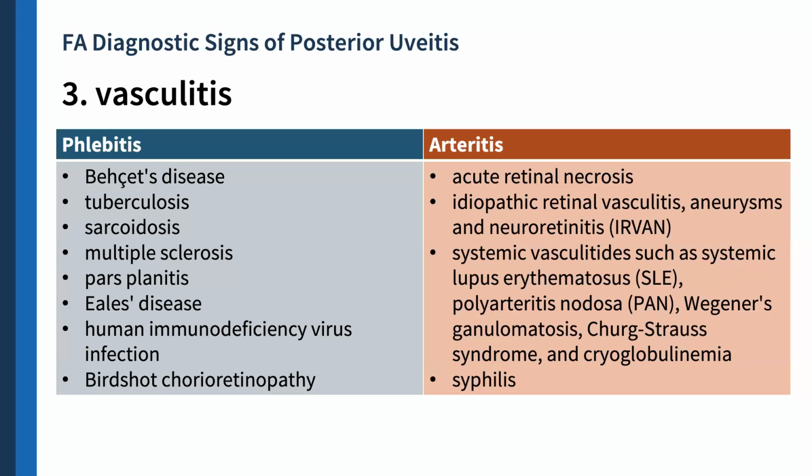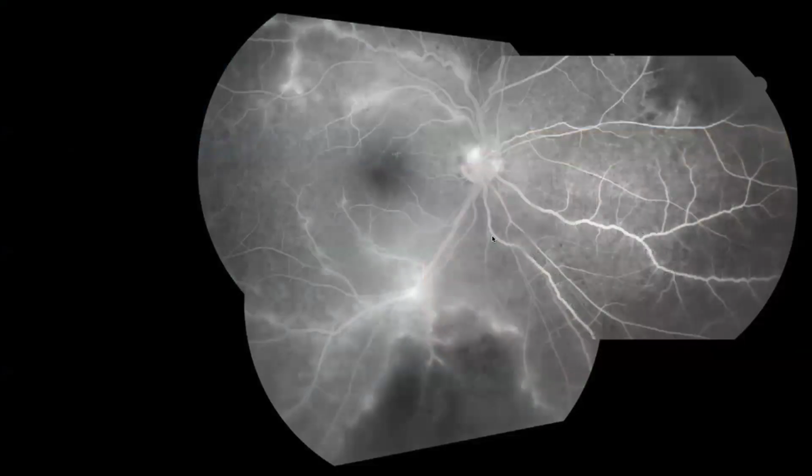So to make it easy, mainly the viral diseases would be arteritis. So things like herpes, acute retinal necrosis, usually arteritis. For phlebitis, the common ones would be TB, sarcoidosis, Behcet's. Okay? So, sige, Barbs again.